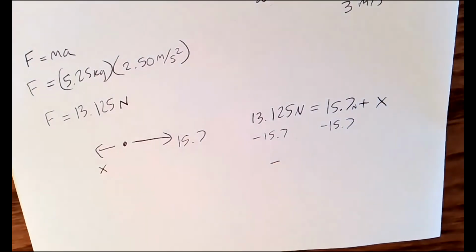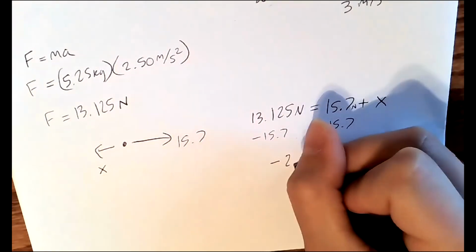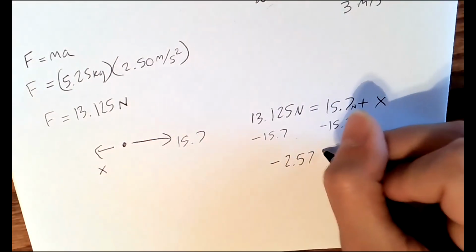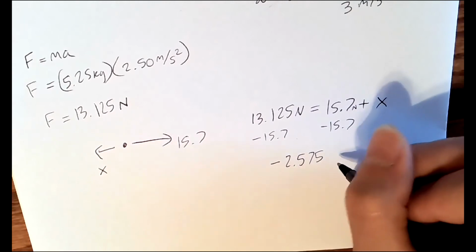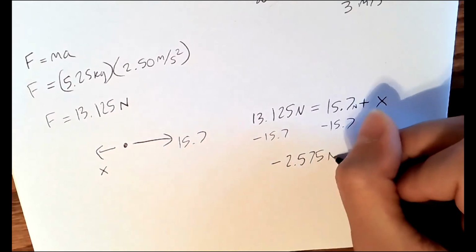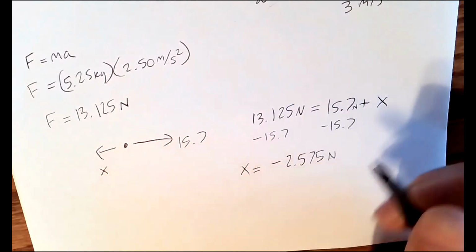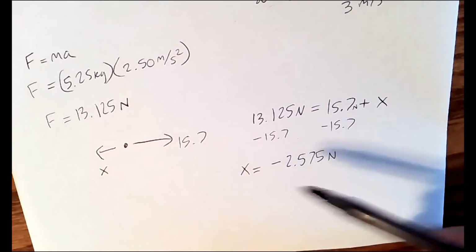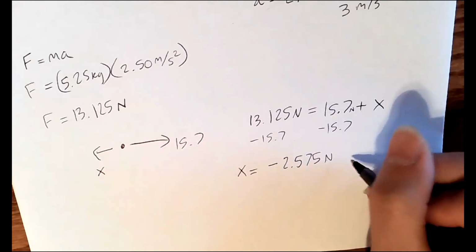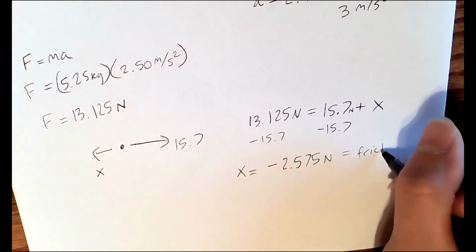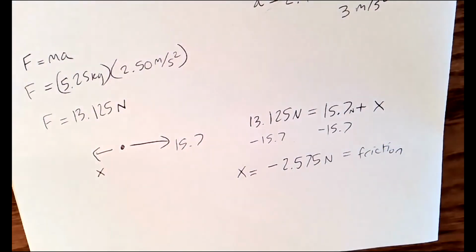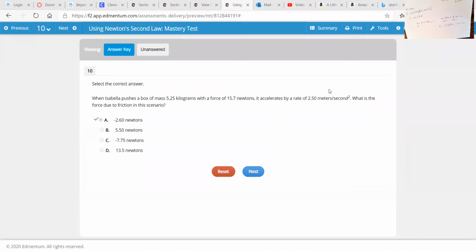And you get negative 2.575 newtons for x. So that means it's going in the opposite direction. And that is our friction. Negative 2.6 newtons here. Okay.